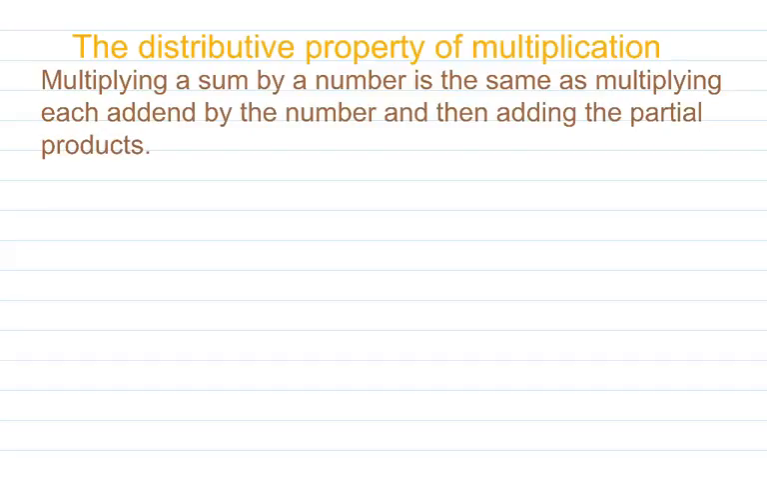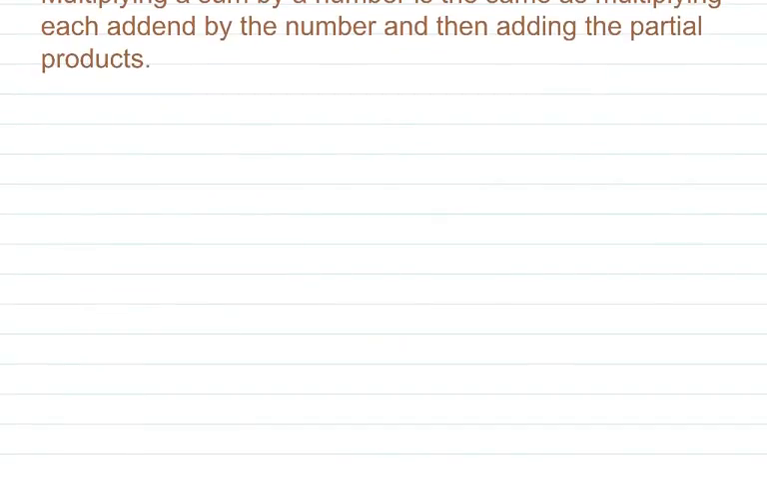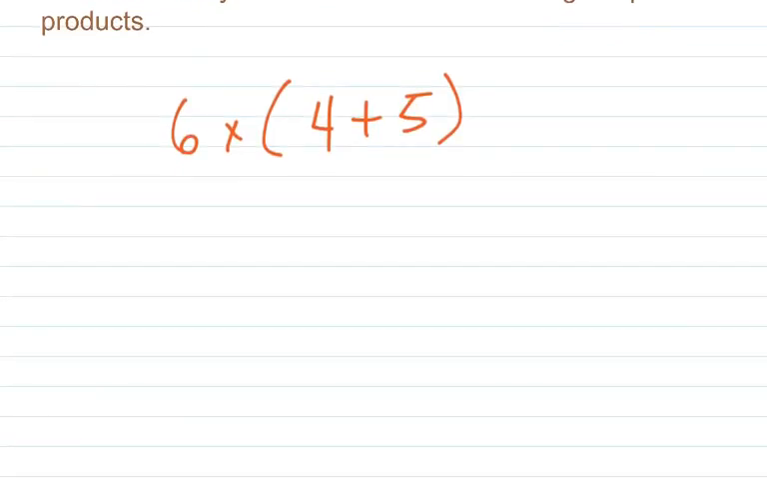So let's look at one more example before we end this lesson. Let's say that we have the number 6 times (4 plus 5). Now, remember, our first option is to just take 4 and 5 and add them up to make 9. And then we have 6 times 9, which is 54.